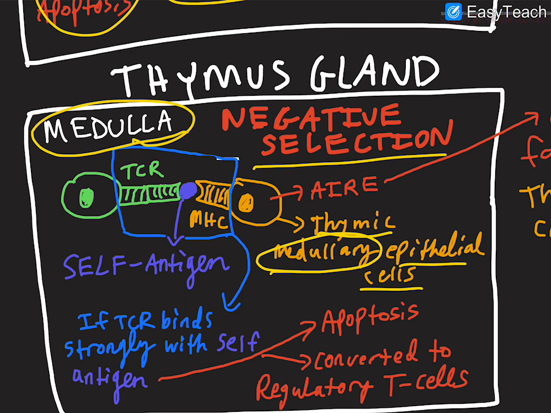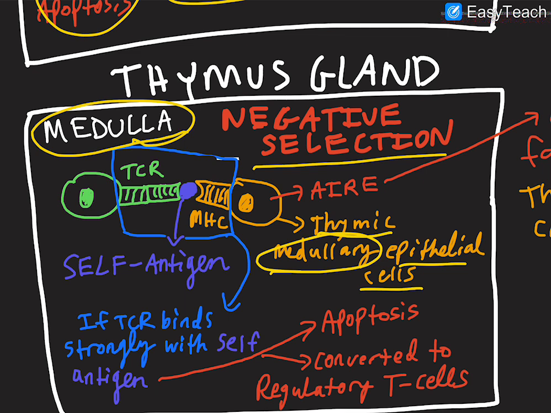Because think about this, if you have a variety of self-antigens that your thymic medullary epithelial cells and your dendritic cells in the medulla of the thymus gland present, then your immature T cells in the medulla can get trained to a variety of self-antigens, right? And if these T cells recognize any self-antigen, they get destroyed. You would want that because you don't want any T cells that are self-reactive in your body.